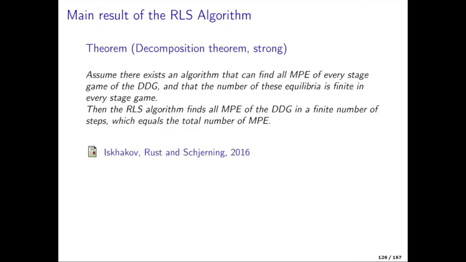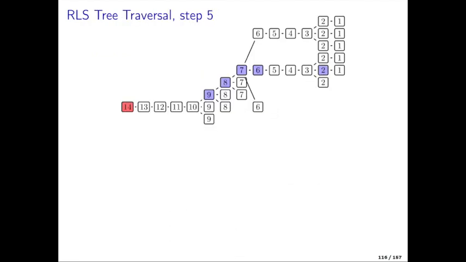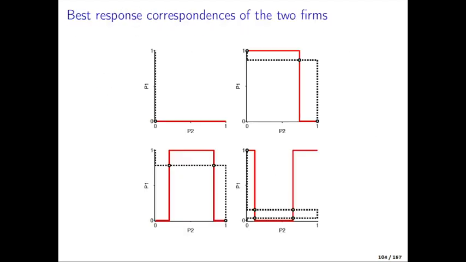Okay, so the main result of the RLS algorithm is really a decomposition theorem. We assume that there exists an algorithm that can find all these Markov perfect equilibria in each of the stage games. So we need an algorithm that can find the fixed points of all these things here. Now, in our game, we can actually solve these analytically when eta is equal to 0, when there are no extreme value shocks. These are solutions to polynomial equations and a little bit of combinatorics, very easy to calculate.